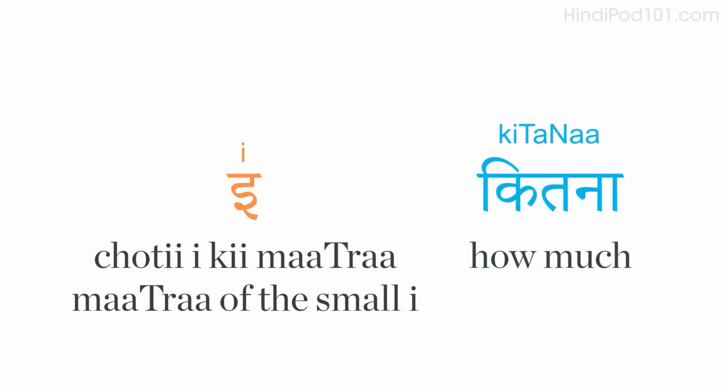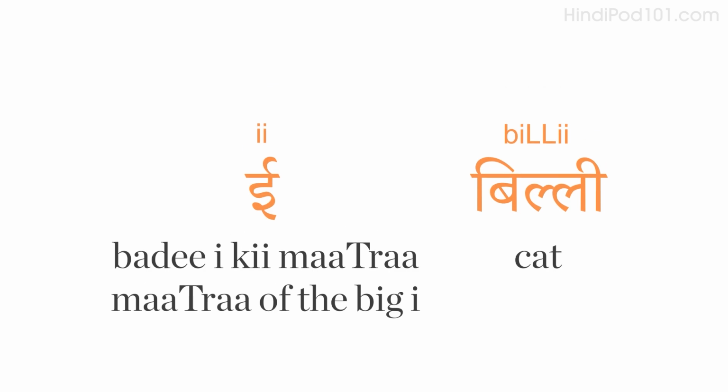Let's try another. How much? Kitna? See this matra on the letter K? That is called choti e ki matra or matra of the small E. Whenever you see this matra on a consonant, add the vowel sound to the consonant and say it. So, K becomes Ki. Let's look at another word. Cat, Billi. See this matra on the letter L? This is called the badi E ki matra or matra of the big E. Here, L becomes Li.